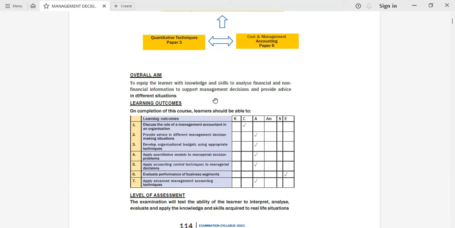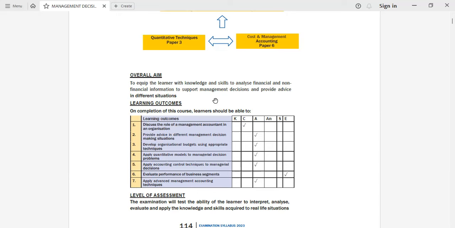Because we said at level 1, we have QT and cost and management accounting. In QT, mainly, we learned about quantitative techniques like linear programming, simplex methods, graphical methods, all that we are going to be using when analyzing some of the aspects or scenarios that may be given in the question. So we need to know how to apply them for decision making.